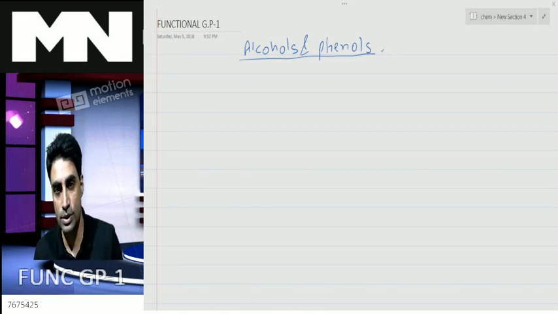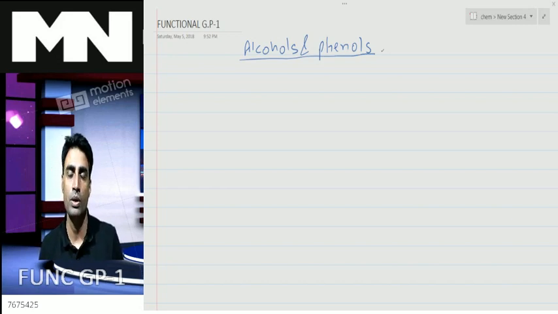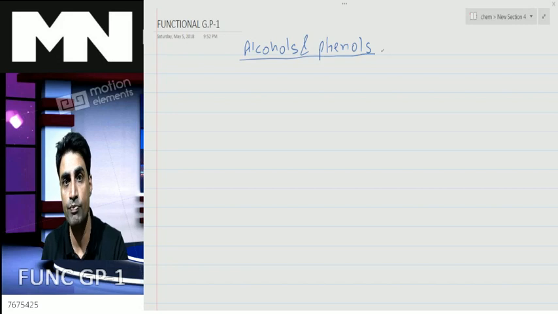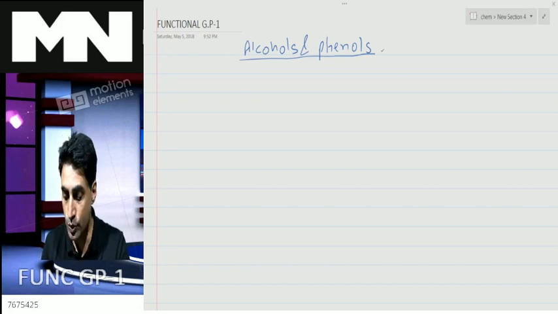Hello students, welcome again. In today's class, we'll be starting with the next chapter of organic chemistry. Already we have done halogen derivatives. Now we'll be doing functional group 1. This functional group consists of oxygen containing compounds like alcohol, phenol and ether. So first we'll be doing alcohols and phenols.